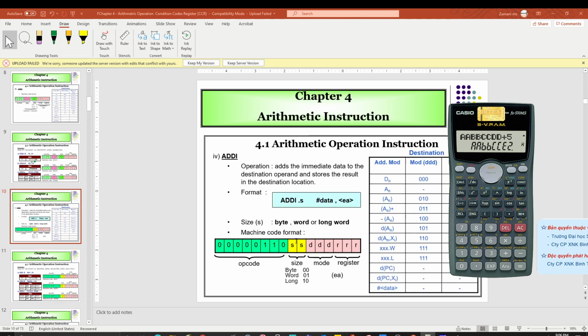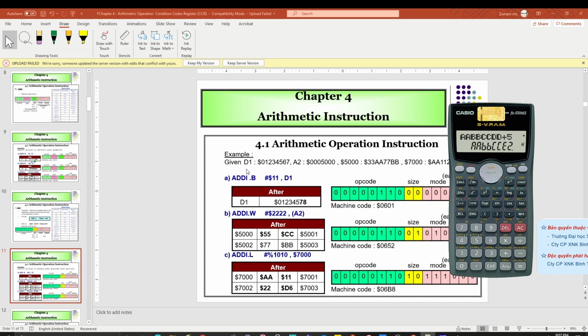Let's move on. Add immediate. Nearly the same as add quick, but the thing is you can add immediate any data. The numbers are not limited to only 1 to 8. You can do more than that. So if you look at the command, it's the same thing. Add.immediate.byte. This is a value, and you're going to add and store to D1.